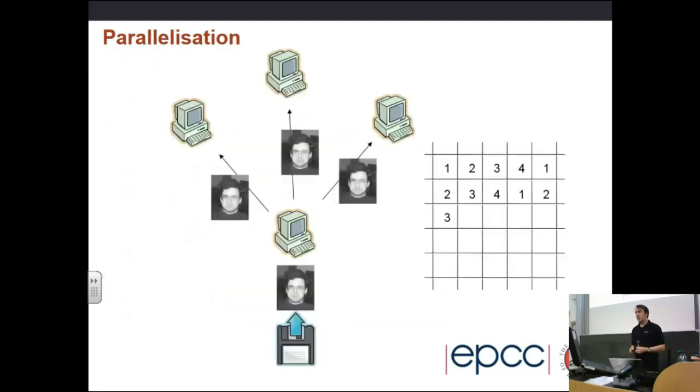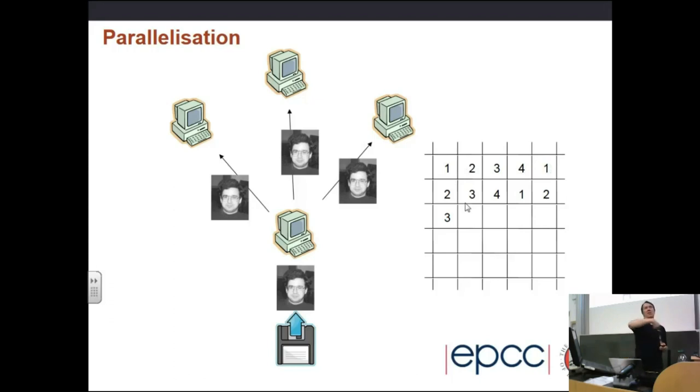Just in pictures, we read the image from disk, we broadcast, imagine we had four processors here, so everybody has a complete copy of the entire image, which is very naive, but it's very simple. And I distribute the pixels round robin. So this was the image, and I had four processors. The first pixel will be done by processor one, then processor two, then processor three, then processor four, then we go back again.